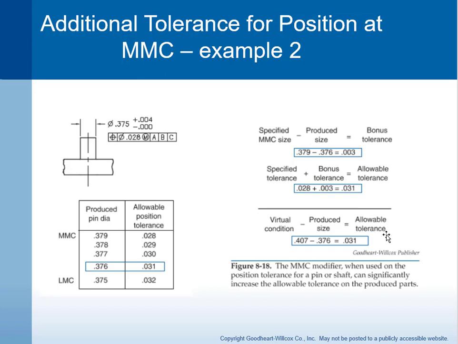The other way to look at it would be to take our virtual condition, which is 407, which becomes our maximum material condition, plus this positional tolerance, and then 407 minus the 376, which is our produced size, gives us an allowable tolerance of 031. So for every thousandth we deviate from the maximum material condition, we pick up another thousandth of tolerance.